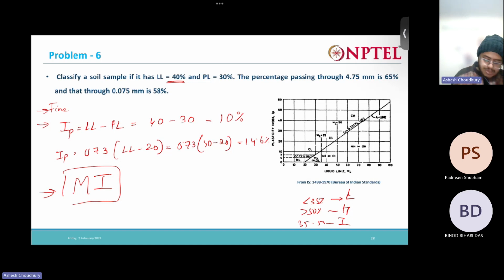Okay. So this silt can also be OI. Organic also. Okay, this can be OI also. So how can we differentiate between a silt soil and an organic soil? By smell. Organic soil has some organic content, right? Due to decay of organic matter, it has some organic content. So you will have some distinct color and smell. Okay, so it will be MI or OI.